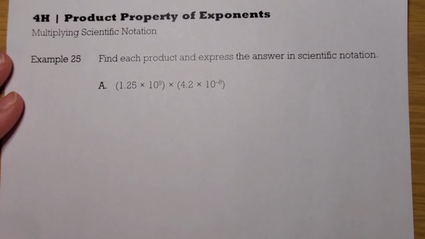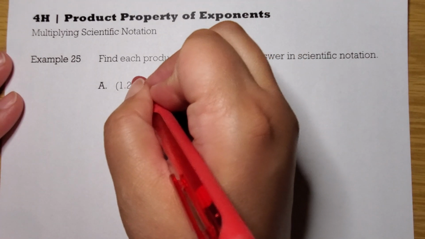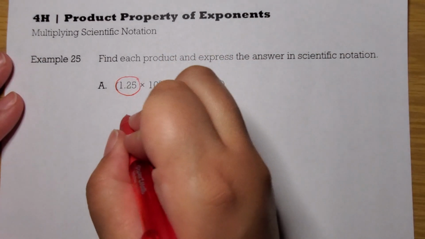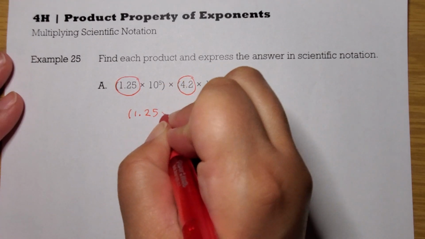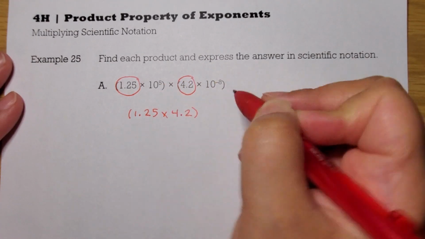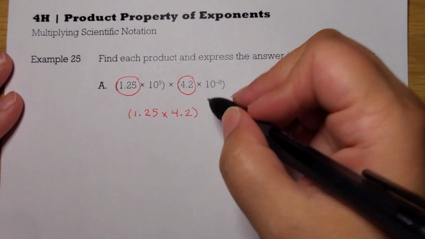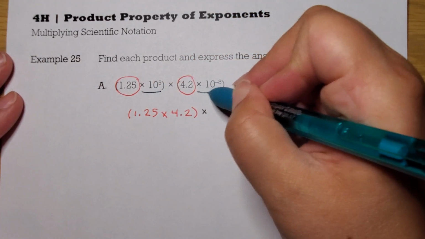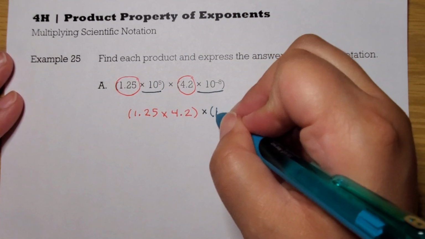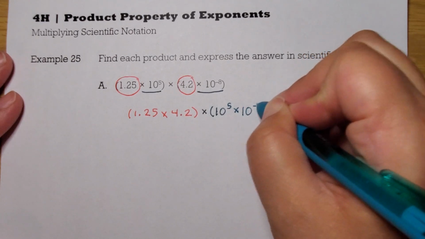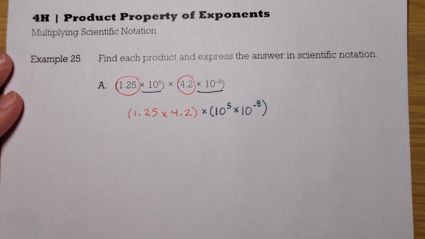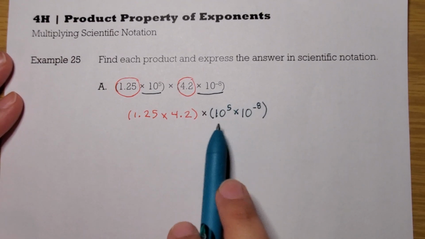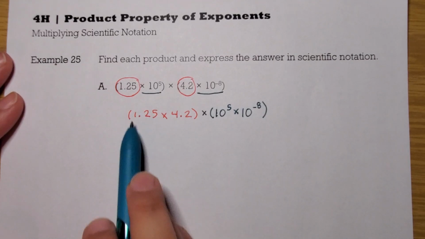I'm going to take the numbers that are not the 10 to the powers, the 1.25 and the 4.2, and I'm going to group those together. 1.25 times 4.2. Bring down my times. And the parts that have the exponents, I'm going to group those two together. So 10 to the fifth times 10 to the minus 8. So what I've done here is I've shaken up the order a little bit, and I've regrouped it so that the things that have exponents are together and the things that don't are together.